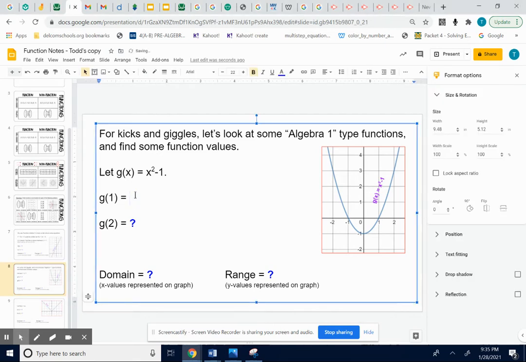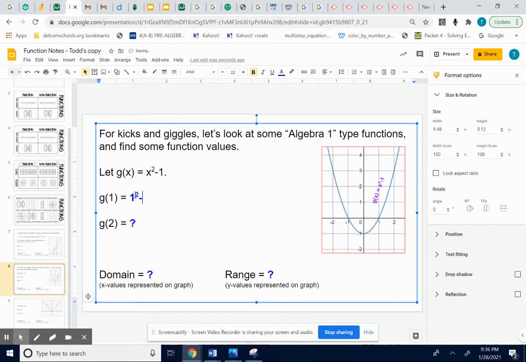If I put 1 in for x, I'm going to type 1. I found this really good trick. If you press Control and the period, you'll get an exponent. And then if you press Control and period again, it'll take that exponent away. So there's x squared minus 1.